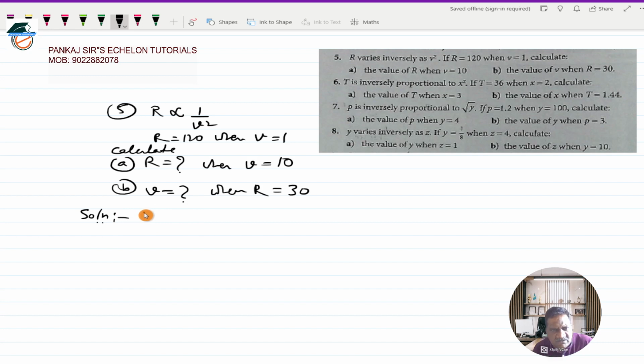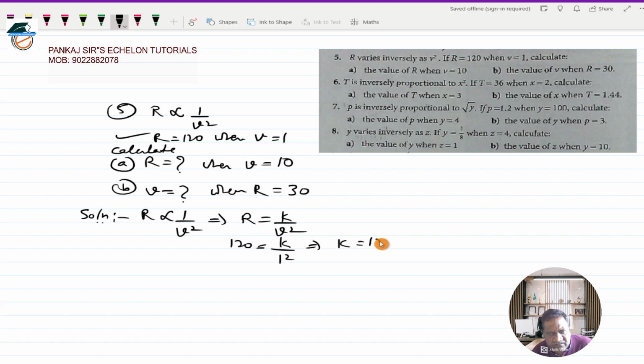Okay, so let us start with the solution. R is inversely proportional to V square, which can be written as R is equal to K upon V square. Now I'll make use of this. R is 120, K upon V is 1, so 1 square. This gives me K is equal to 120, right? Now I am going to put this in the formula. So R will be equal to 120 upon V square.